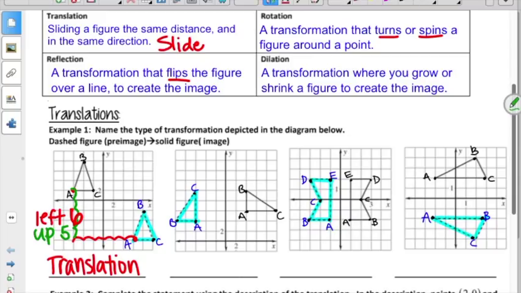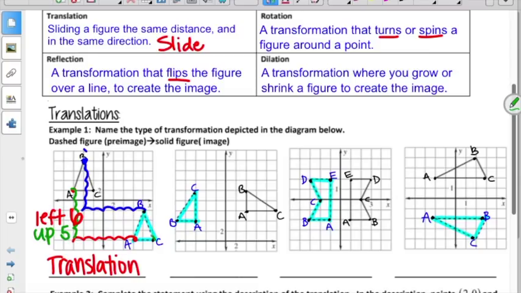Remember which ones are negative? When we move to the left, it's a negative, and when we move down, it's a negative. And that same rule, left 6, up 5, holds true for all 3 points. So we looked at A first, and now we're looking at point B. And then finally point C also moved left 6 and up 5.